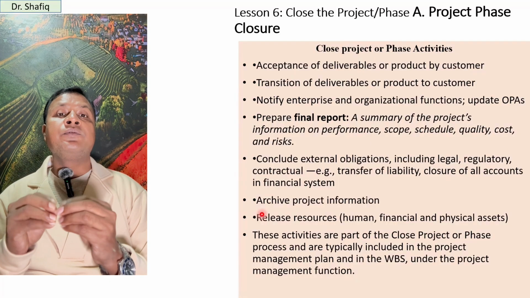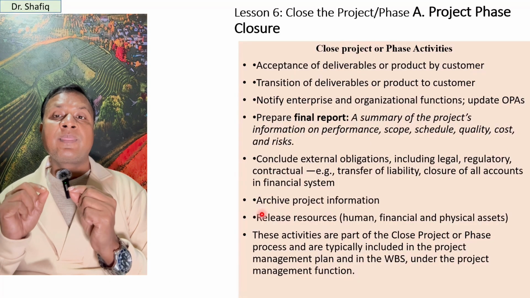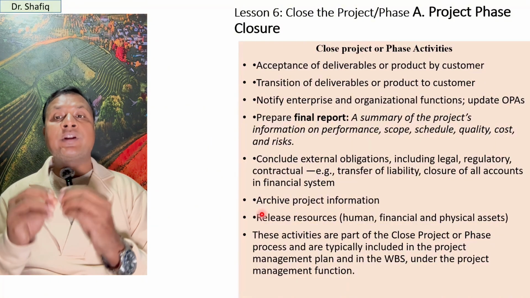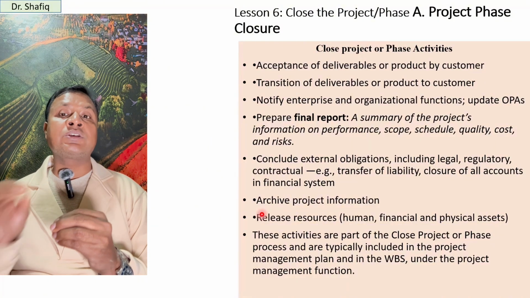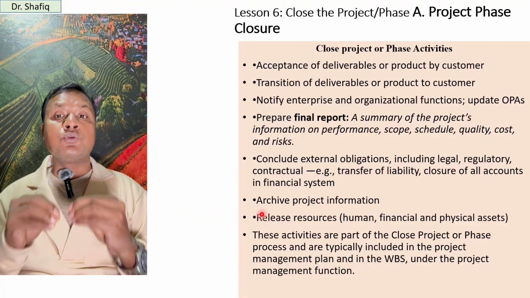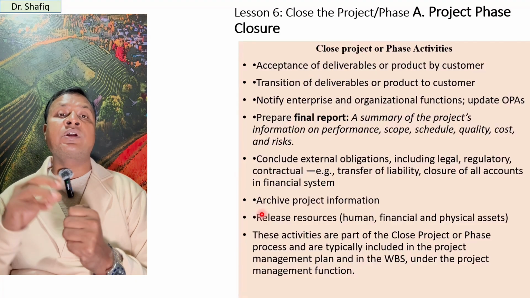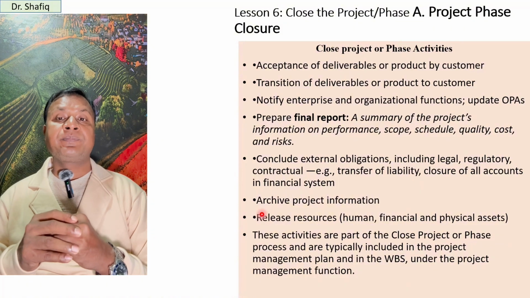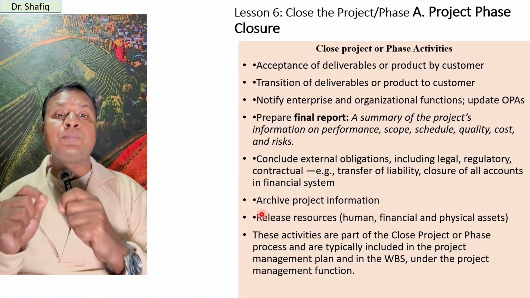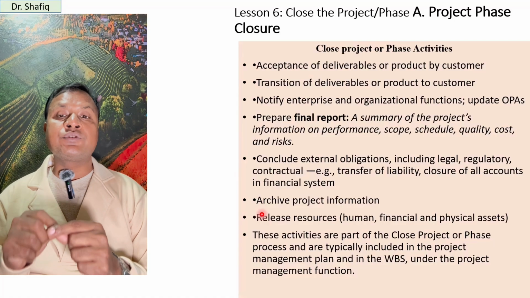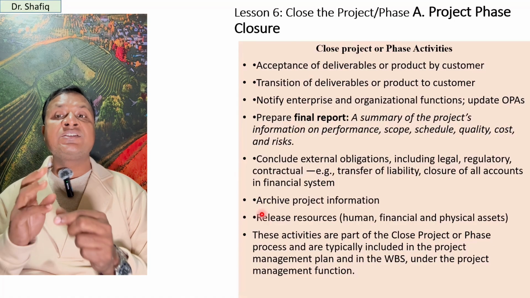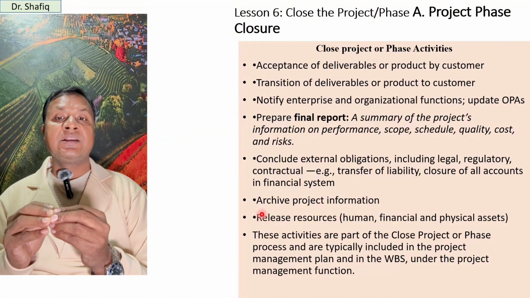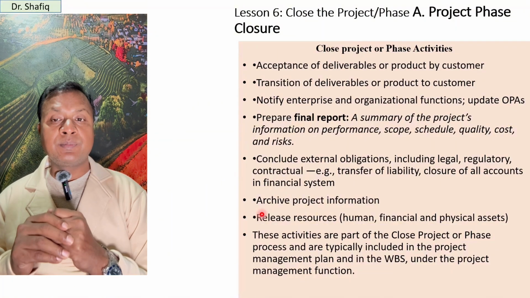For closing, first we should obtain the acceptance of deliverables or product by the customer, or transition of deliverables or product to the customer. And in this case, we should notify the enterprise and organizational functions. We should update organizational process assets. We can prepare the final report, a summary of the project's information on performance, scope, schedule, quality, cost, and risk. So the final report should be prepared.